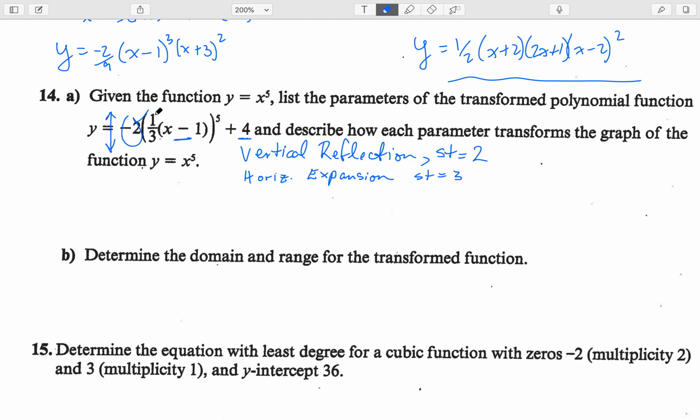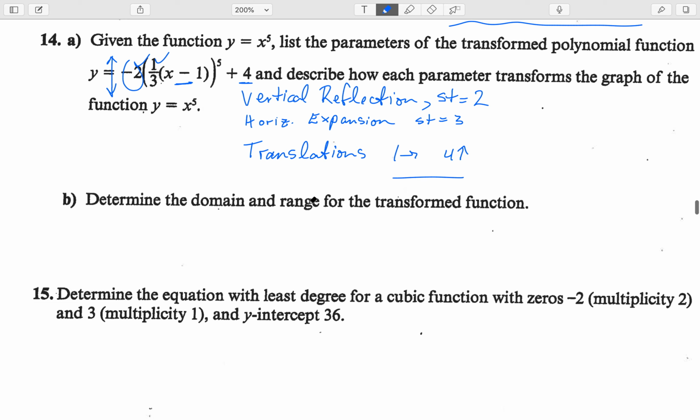Okay, done, done. And then I'm moving it 1 to the right, up 4. So the vertex, or the translations, 1 to the right, 4 up. Done. Now you do these ones first and then these ones last.